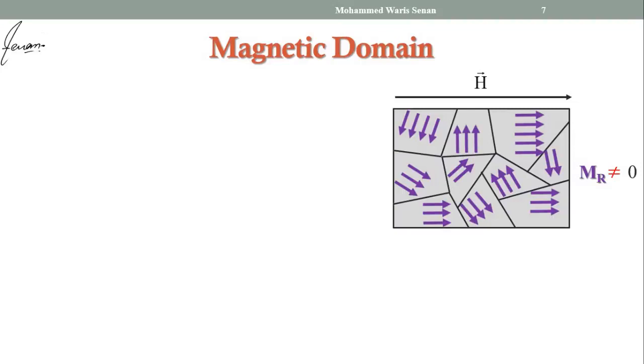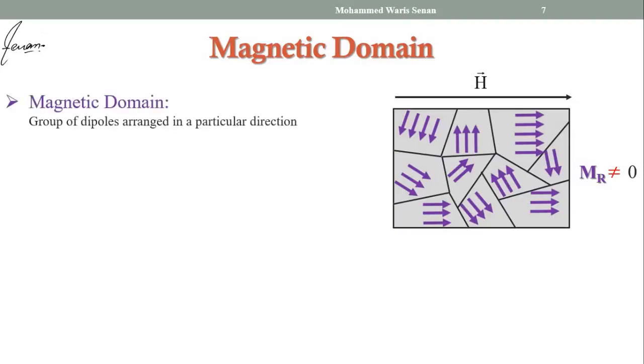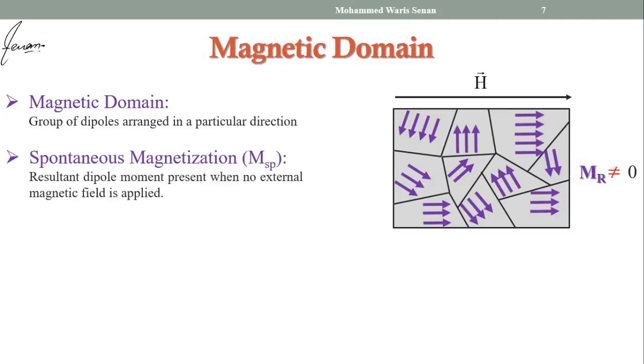So let us define some of the terms related to magnetic materials. The first one is magnetic domain, which is related to the ferromagnetic material. These are the groups of dipoles arranged in a particular direction. Next one is spontaneous magnetization. This is the resultant dipole moment present when no external magnetic field is applied. So we have taken spontaneous magnetization as 0 in both the cases we discussed earlier.